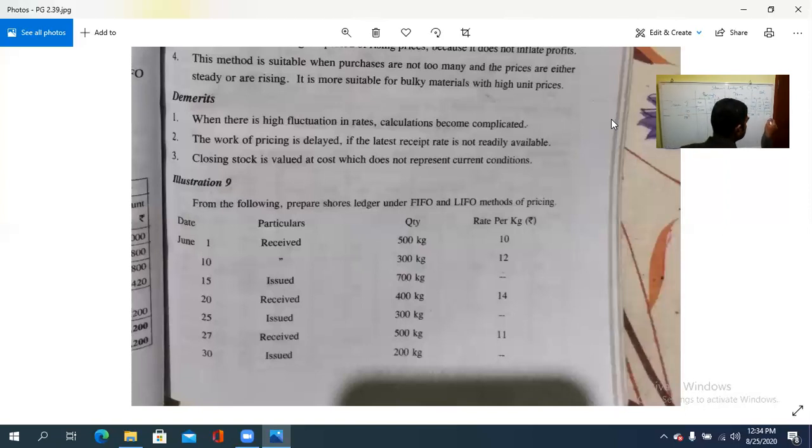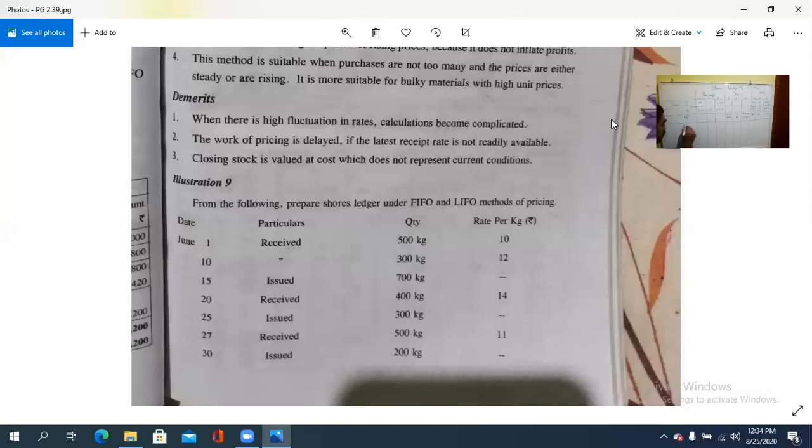Now how much is the available balance? Understand? Once again, I will tell you, the 700 issue is to be taken by the FIFO method. 500 units at the rate of rupees 10, the first lot, is utilized here. And out of the 300, 200 is utilized here. So that is 700. So the available balance now is 112, 1,200. Understood?